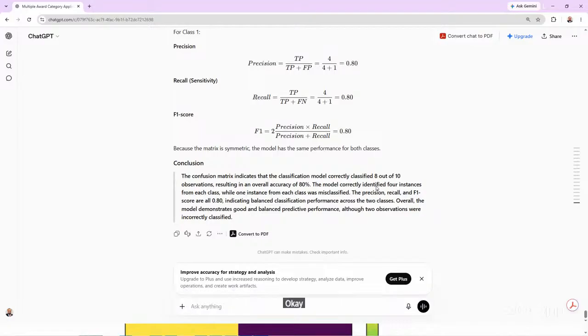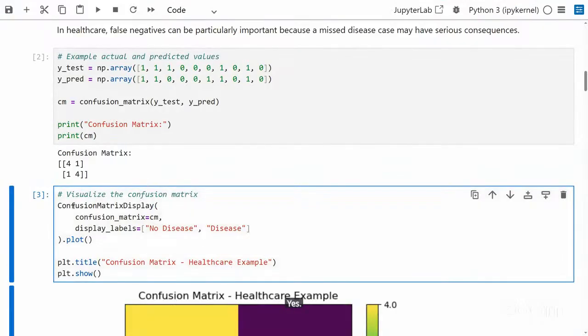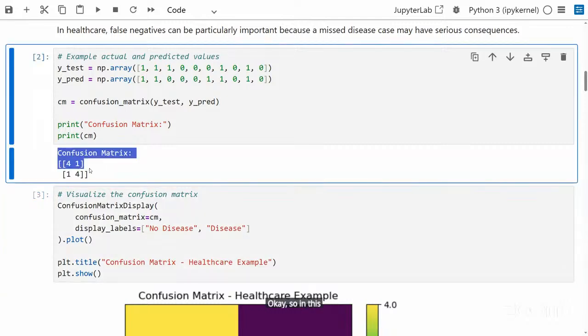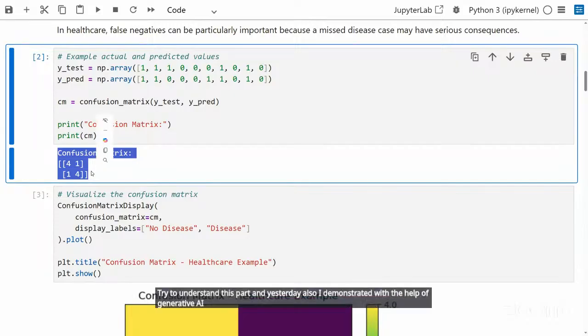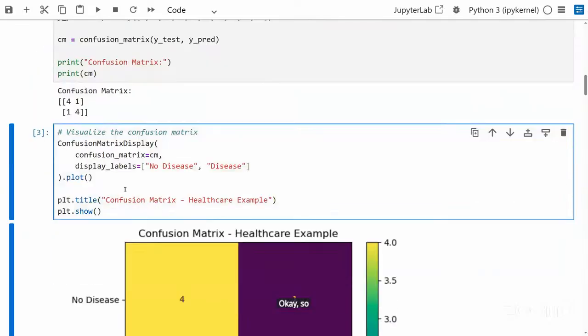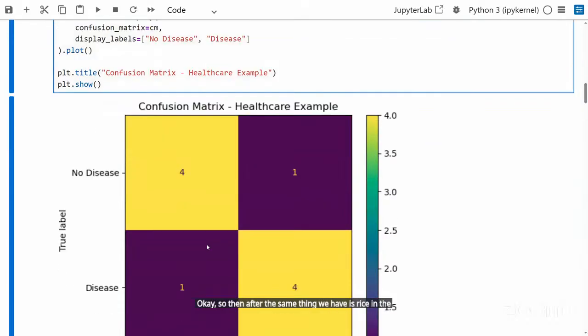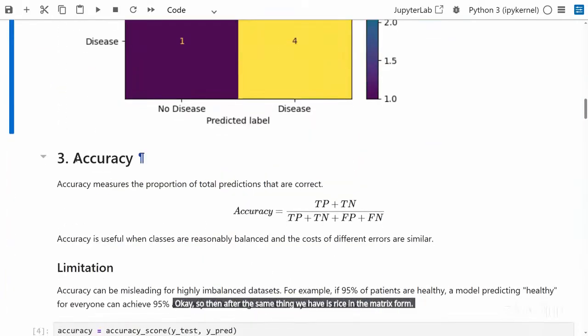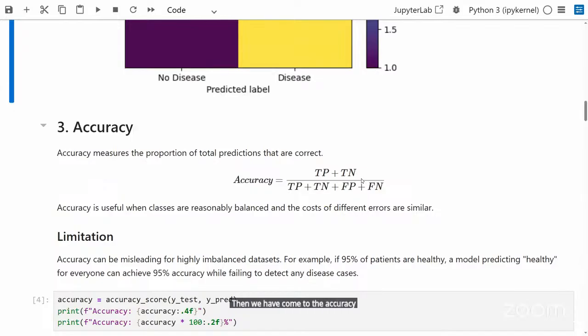Okay, so then also the same, I think, yes, come to here. Okay, so in this way, try to understand this part. And yesterday also I demonstrated with the help of generative AI, you can get help from generative AI for more elaboration and understanding. Okay, so then after the same thing we have visualized in the matrix form. Then we have calculated the accuracy. Okay, the formula is there.